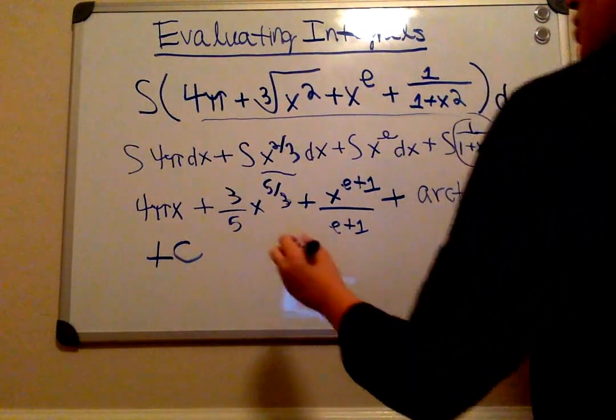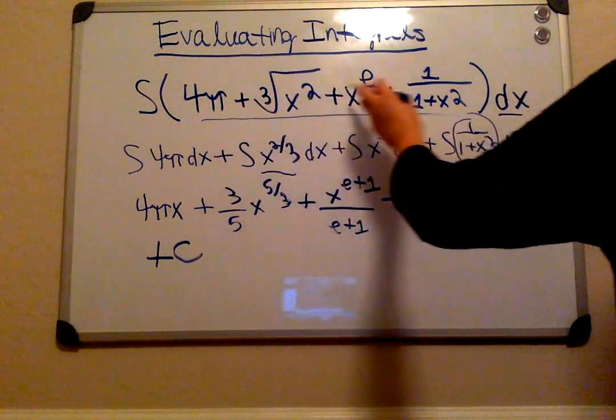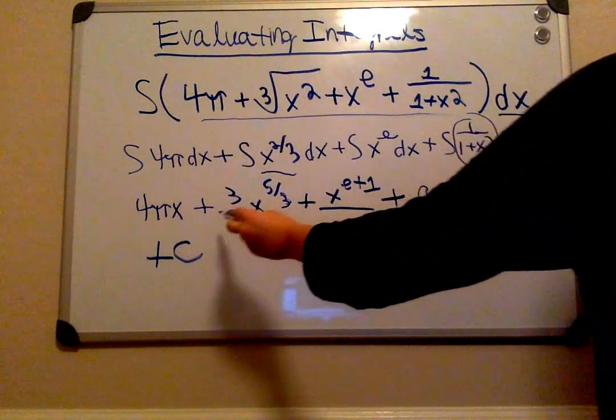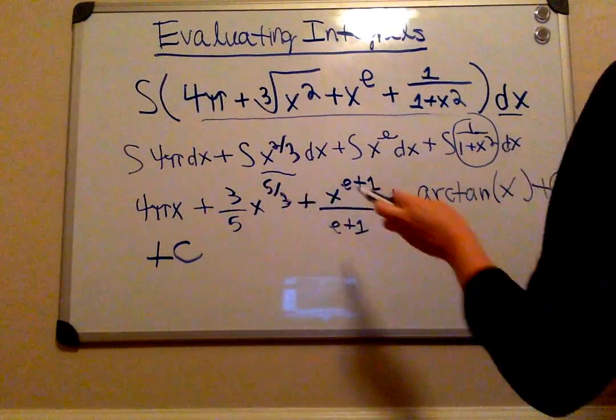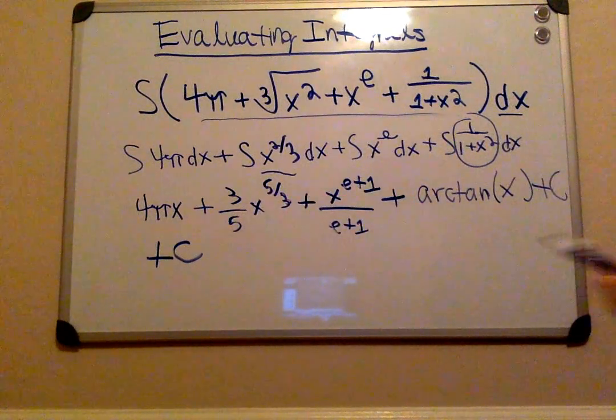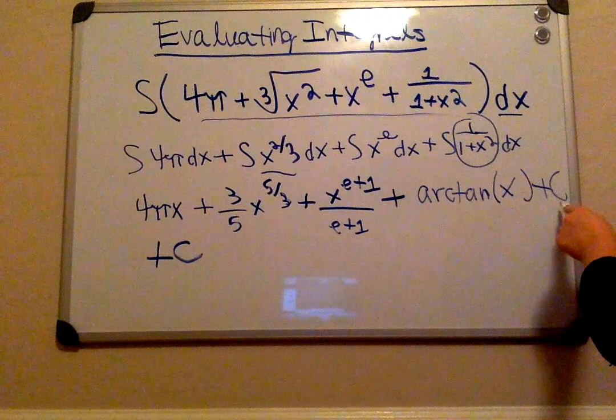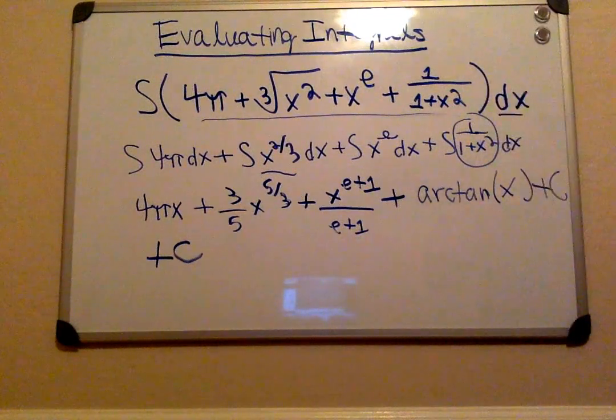All right, so our answer to the integral is 4 pi x plus 3/5 x to the 5/3 plus x to the e plus 1 over e plus 1 plus arctan x plus c. Don't forget the plus c, please. Very important.